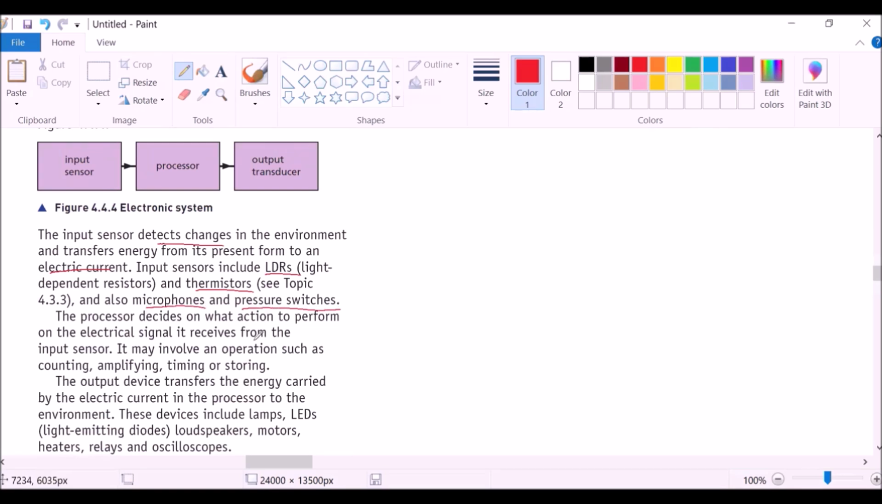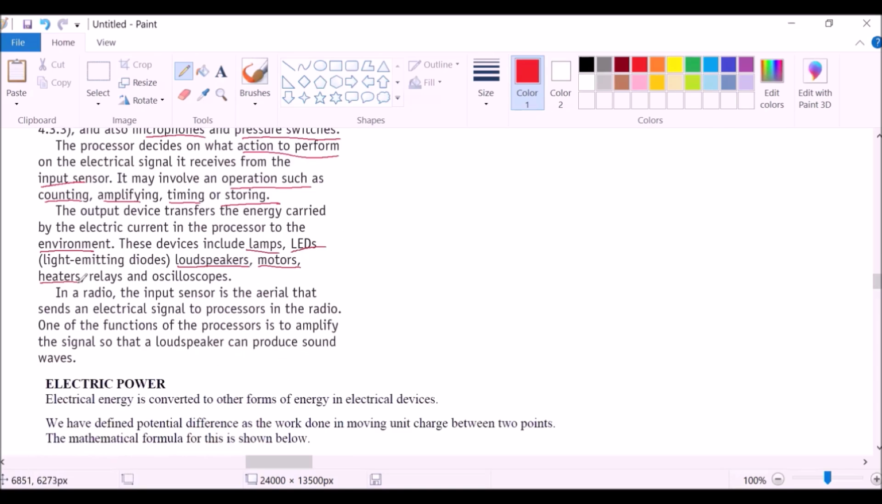The processor decides on what action to perform on the electrical signal it receives from the input sensor. It may involve operations such as counting, amplifying, timing, or storing. The output device transfers the energy carried by the electric current in the processor to the environment. These devices include lamps, LEDs, loudspeakers, motors, heaters, relays, and oscilloscopes.